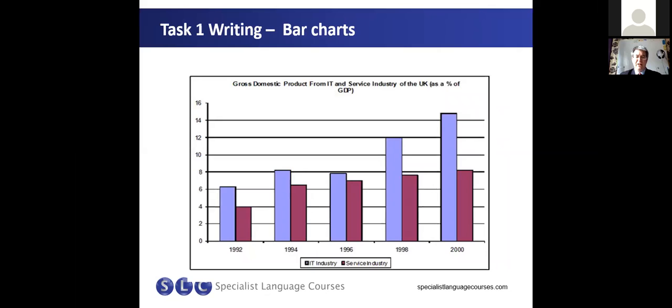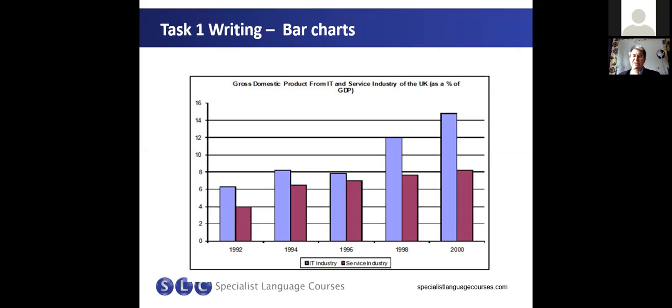Here we've got some years. We've got 92, 94, 96, 98, 2000. Well, this is not every year. They're doing every second year. And what is it showing us? Is this dollars? No, it tells us it's a percentage. So this is figures as a percentage of gross domestic product.